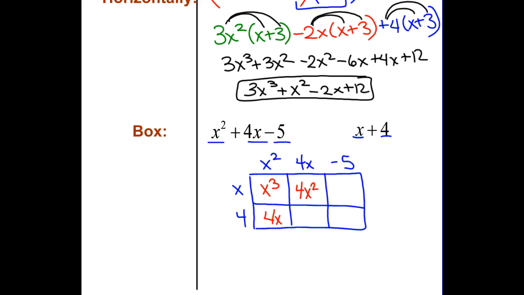And then I'm going to keep going. So 4 times 4x is going to be 16x. X times negative 5 is negative 5x. And 4 times negative 5 is negative 20. Now all I have to do in here is combine my like terms.